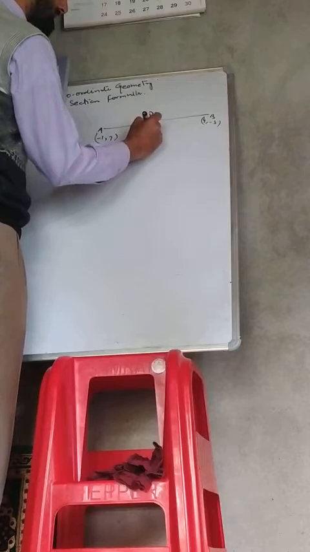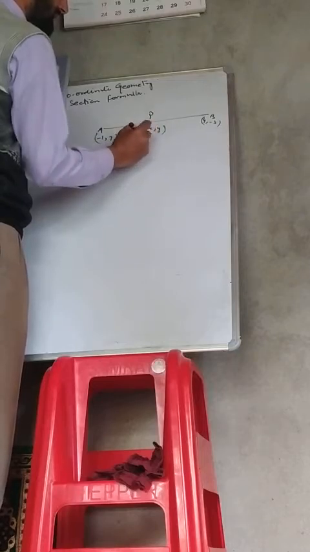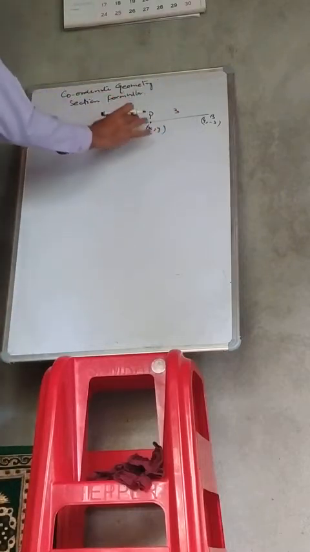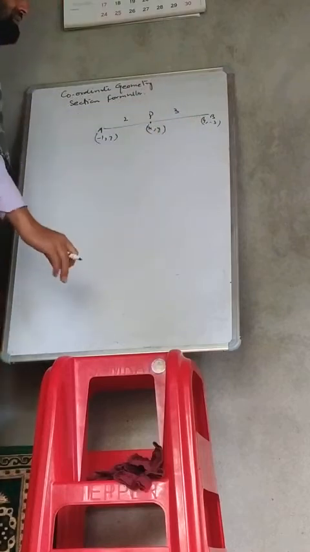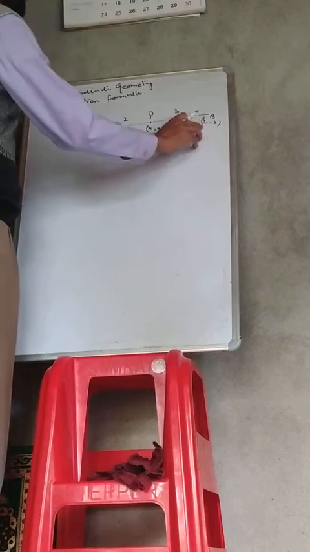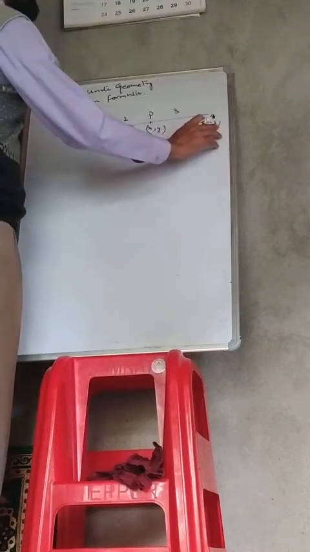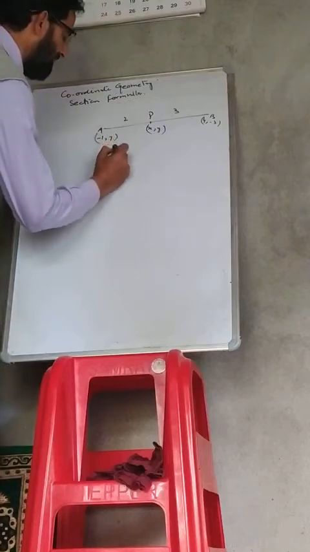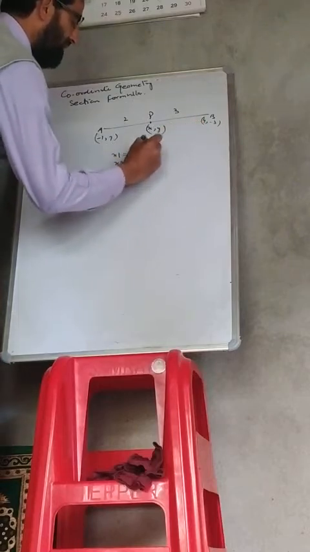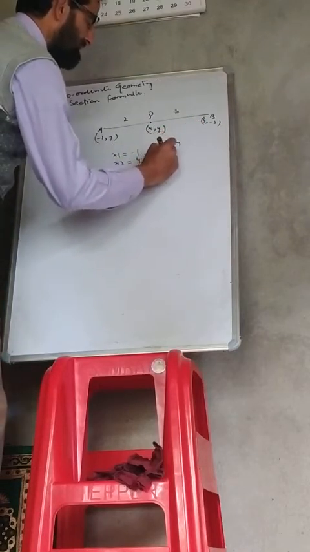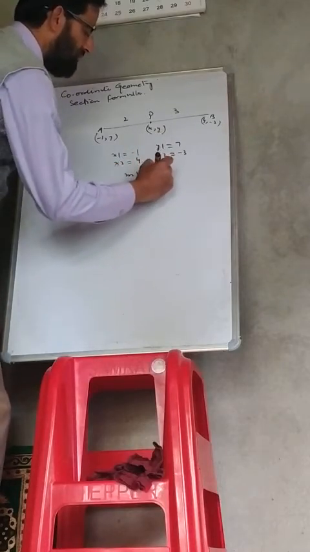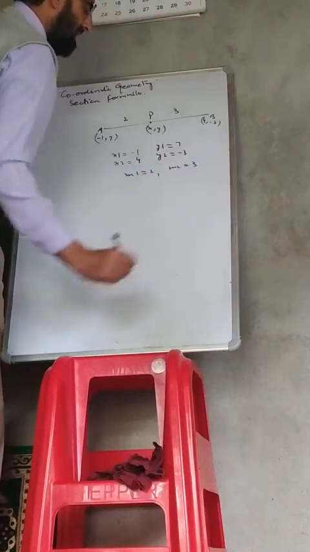So this is P. Let the coordinates of this point be x and y, and the ratio is 2 and this is 3. That is, AP is equal to 2 and PB is equal to 3. Now this is very simple. Here x1 is equal to -1 and x2 is equal to 4. y1 is equal to 7 and y2 is equal to -3, and m1 is equal to 2 and m2 is equivalent to 3.